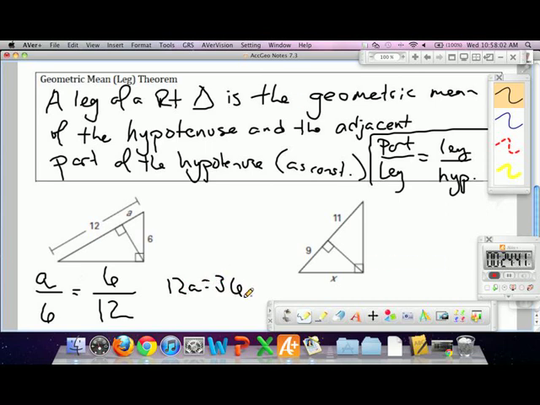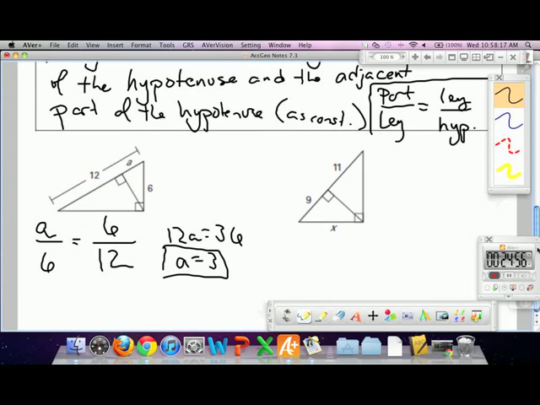Note that in this example, A was not the geometric mean. The variable is not always the geometric mean. We're going to set our proportions up such that if we're using the leg theorem, we have part, leg, hypotenuse. Or if you're using the altitude theorem, you have the two different parts of the hypotenuse and then the altitude. Okay. Let's set this last one up and then get your homework out.